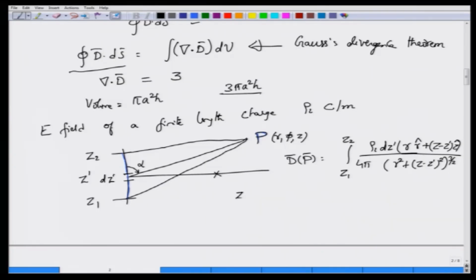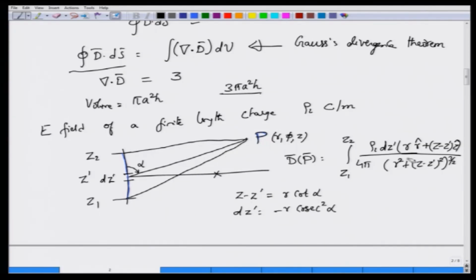So, you can try z minus z prime is equal to r cotangent of alpha, r cot alpha. Which implies that dz prime will be equal to minus r cosecant square alpha. You remember that cot is 1 by tan and cosecant is 1 by sine. I hope that you remember these two formulas from trigonometry. So, you can substitute for this.